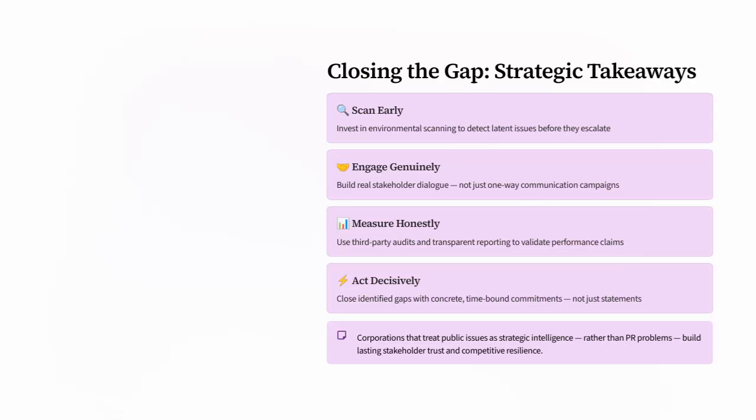The path forward is clear. Scan early, engage genuinely, measure honestly, and act decisively. Together, these practices turn public issues into strategic intelligence rather than public relations problems. Organizations that follow through with transparent, time-bound commitments can build lasting stakeholder trust and strengthen their competitive resilience.